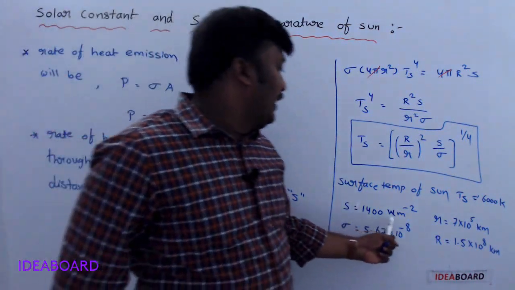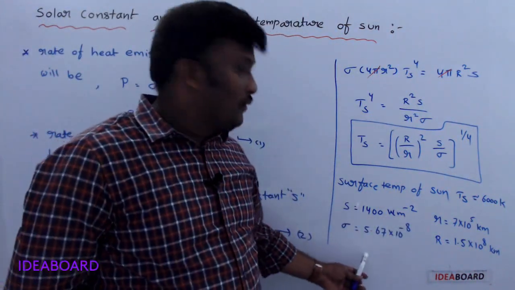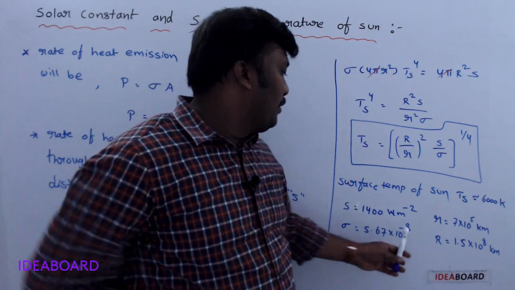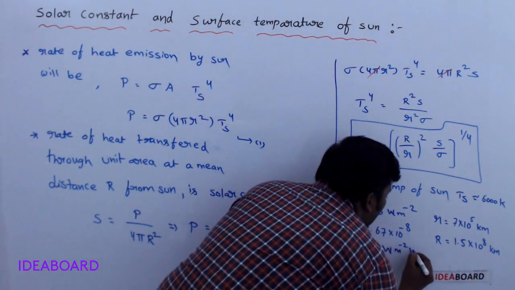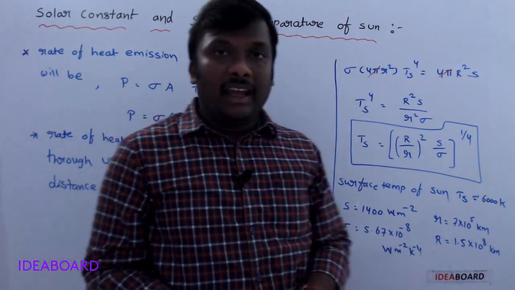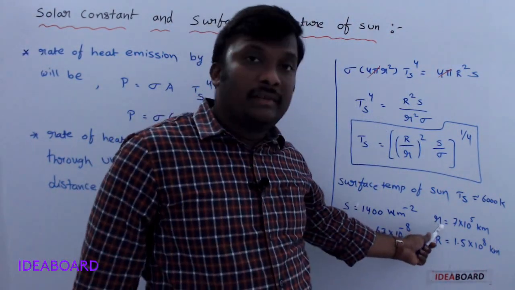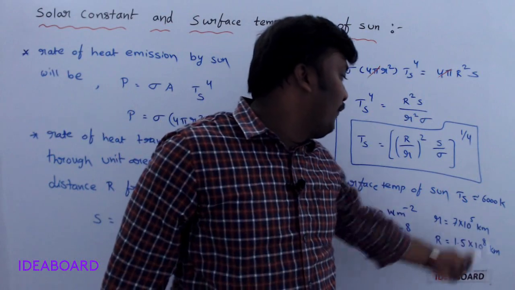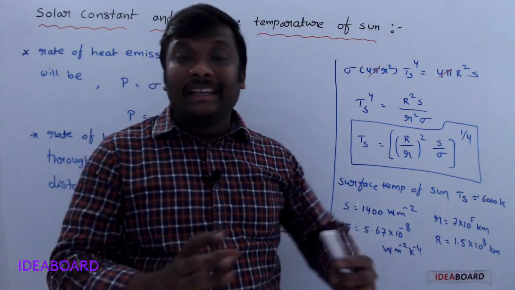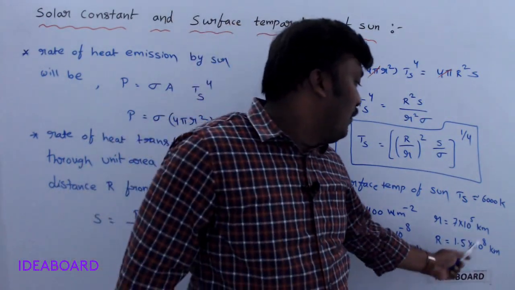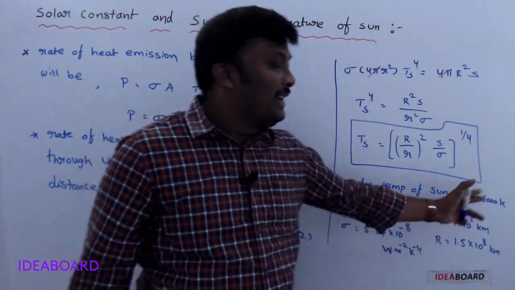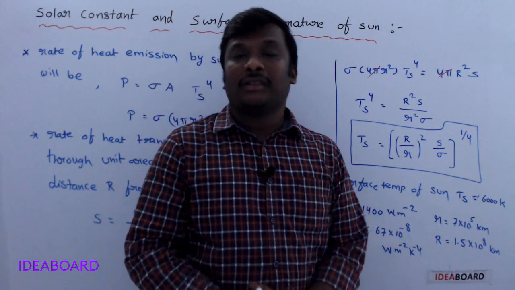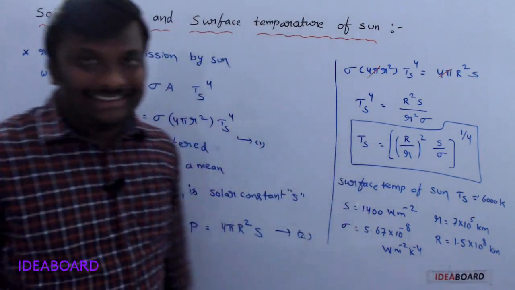So S value we know, 1400 watt meter power minus 2. Sigma value also we know, 5.67 into 10 power minus 8 watt meter power minus 2 Kelvin power minus 4. And the radius of the sun, the average value is 7 into 10 power 5 kilometers. And the mean distance between the sun and earth is 1.5 into 10 power 8 kilometers. If you substitute all those values, you can get the value of 6000 Kelvin. Okay, thank you.